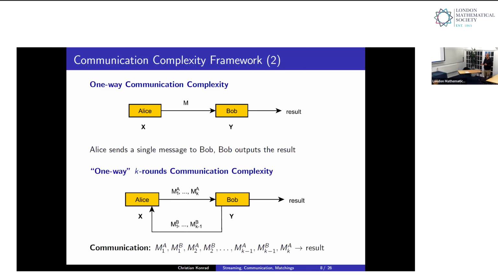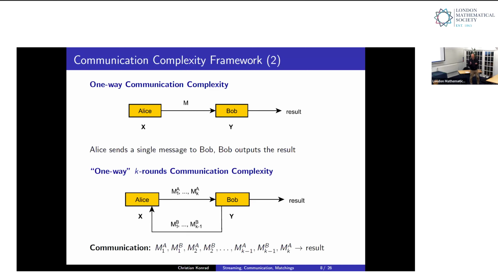And this setting can now be extended to a k-round communication setting, where essentially the communication is Alice to Bob, back to Alice, to Bob, back to Alice. And this can go on for, say, k rounds until Bob outputs the result. So this is what we would understand with k-round communication here. Good.